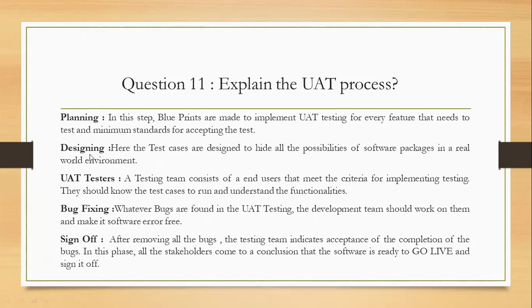In designing, we prepare a number of test cases and work on a few tests. In UAT, we do the end user testing, the final testing. If we get any bugs, we fix them after this. If everything is fine, we take the sign off from the client and deploy. This is the process of UAT.